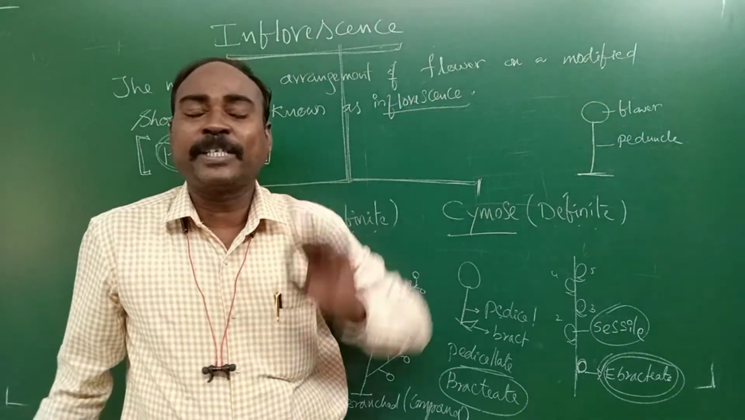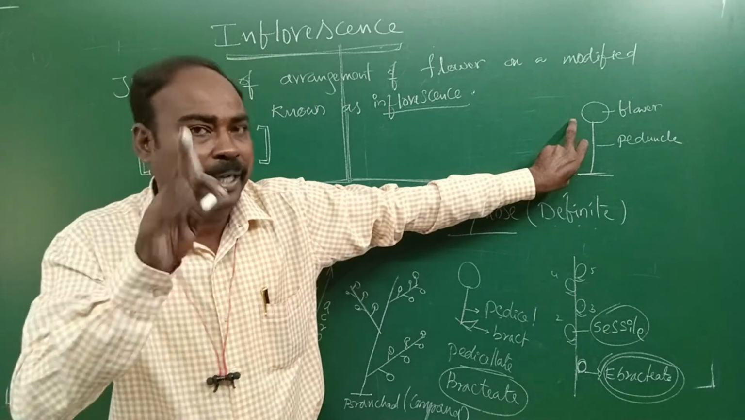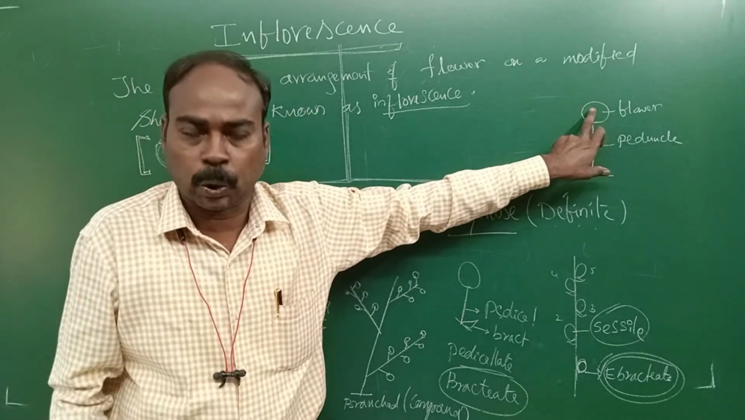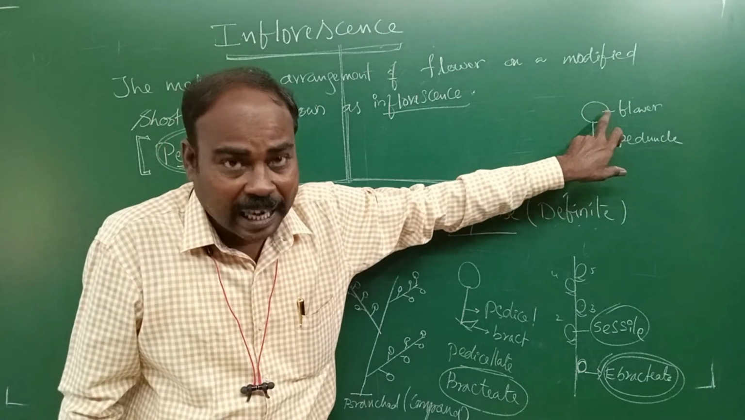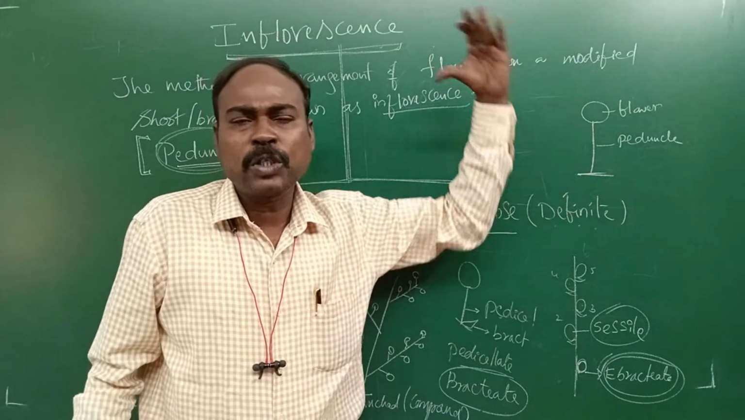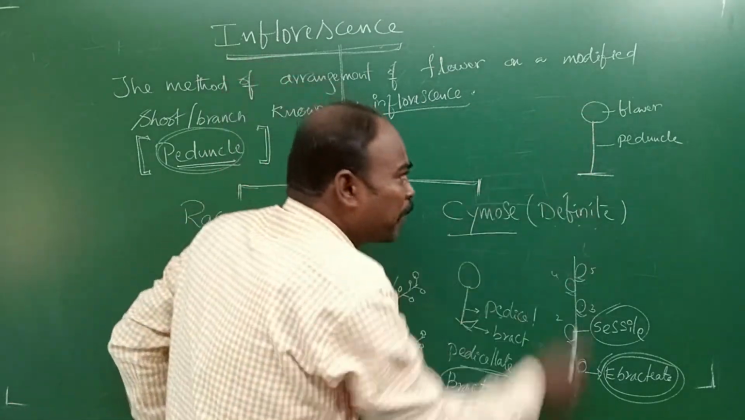Further growth does not take place. So the peduncle grows definitely up to a certain height, produces a flower and stops its growth. Such type of inflorescence is called cymose or definite. Suppose further development of flowers takes place towards the base.